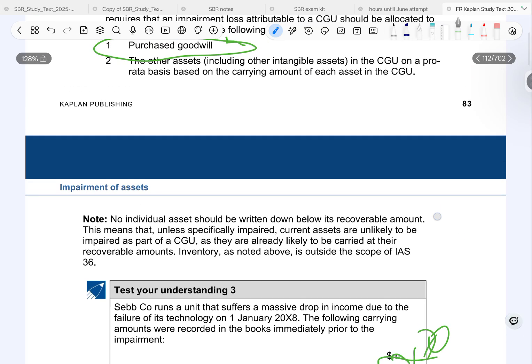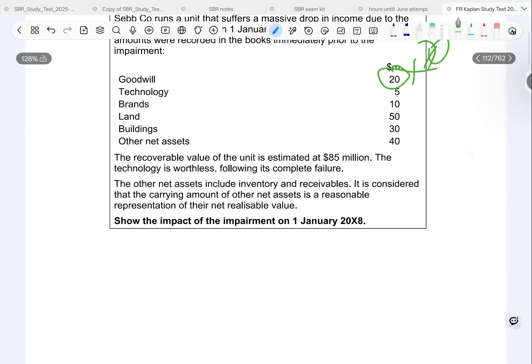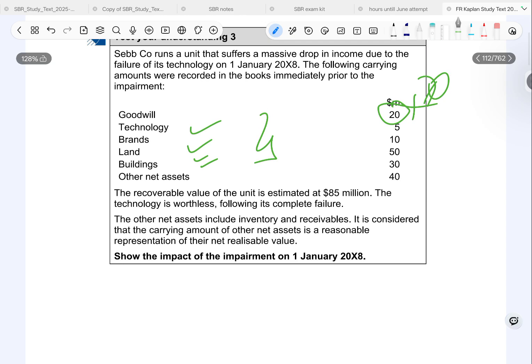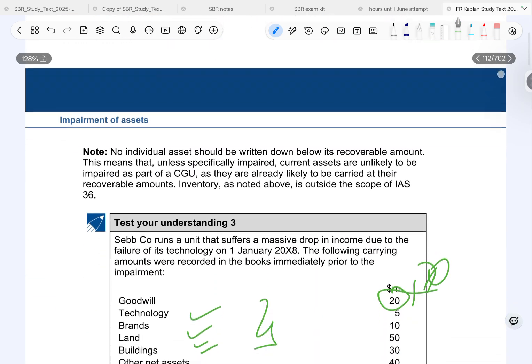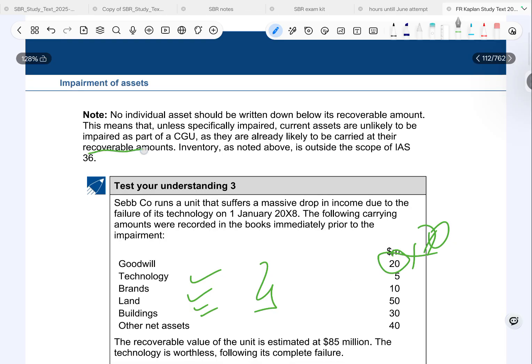Goodwill सबसे पहले चीज़ चली जाएगी. And then the other assets, which are the technology, brands, lands and buildings, we write down using the pro rata basis. No individual asset should be written down below its recoverable amount. This means that unless specifically impaired, current assets are unlikely to be impaired as part of a CGU, as they are already likely to be carried at their recoverable amounts. Inventory, as noted before, is outside the scope of IAS 36.